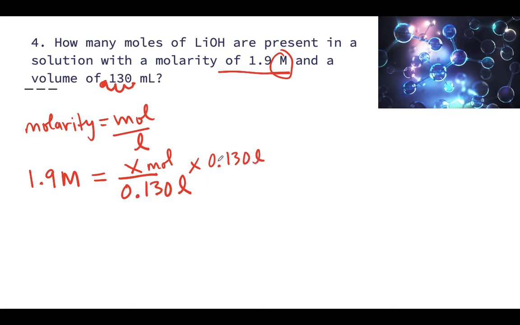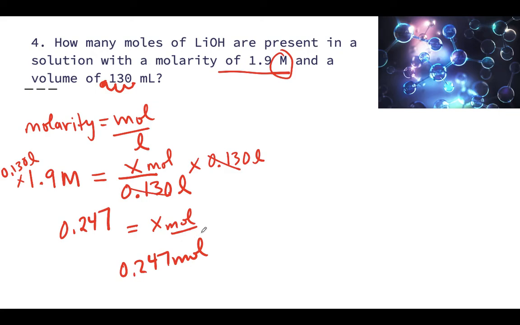To get this out of the denominator, we have to multiply both sides, let's squeeze it in here somehow. I'm going to multiply on both sides. It's going to cancel here. So we're going to have x moles is equal to 0.13 times 1.9, which is equal to 0.247. So our answer is 0.247 moles. I just kind of wrote in that unit, so I'm a little sketchy with the pen, but you can see what it is.